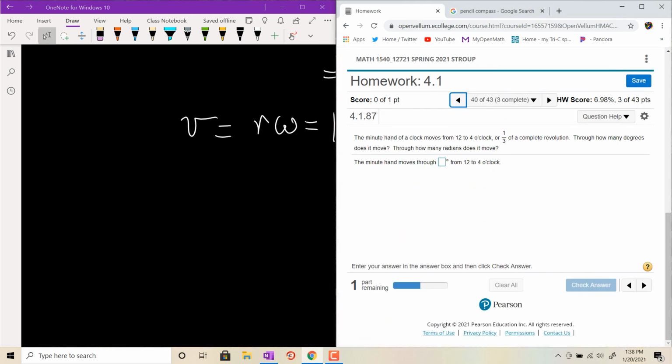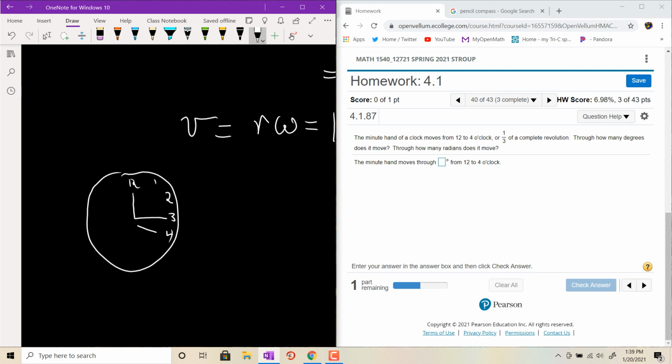The minute hand of a clock moves from 12 to 4 o'clock, or 1/3 complete revolution. So here's 12, 1, 2, 3. It's kind of at 45 degrees, but we're moving a little farther to 4, so it's down here somewhere. That's 1/3 of a complete revolution. How many degrees does it move, and how many radians?